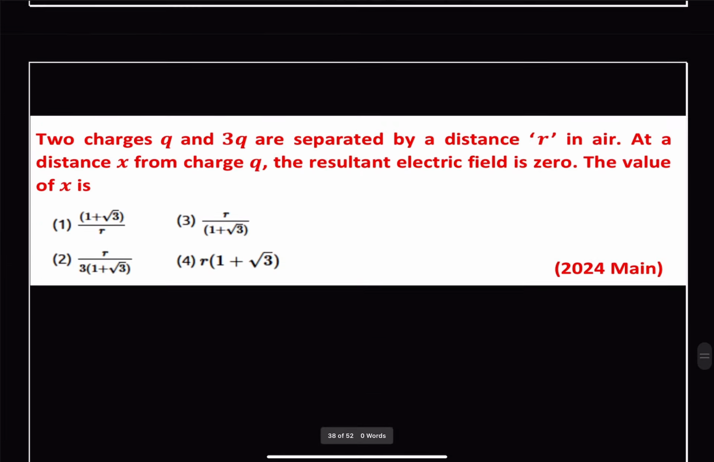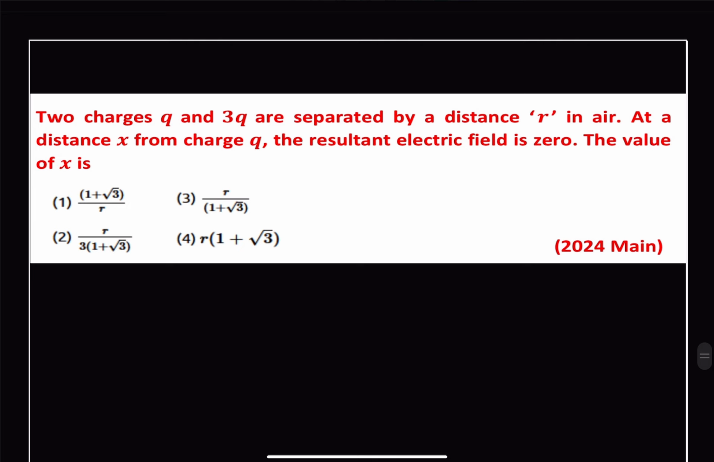Next question, it states that two charges plus q and plus 3q are separated by a distance r in air. At a distance x from a charge q, the resultant electric field is 0. The value of x is.